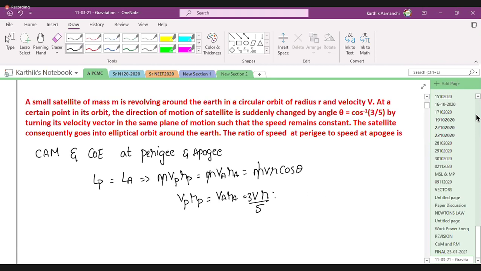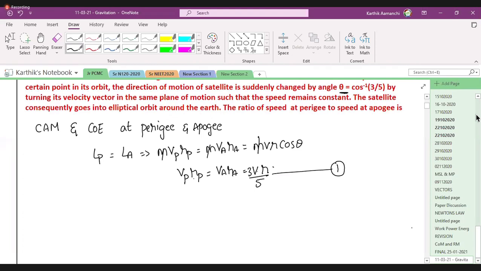Understood? Let's do equation 1. Now consider conservation of energy. Take the opposite point and take the theta position. You can conserve your energy at the opposite point and the theta position, and from the relation of velocities I get this relation. Understood?